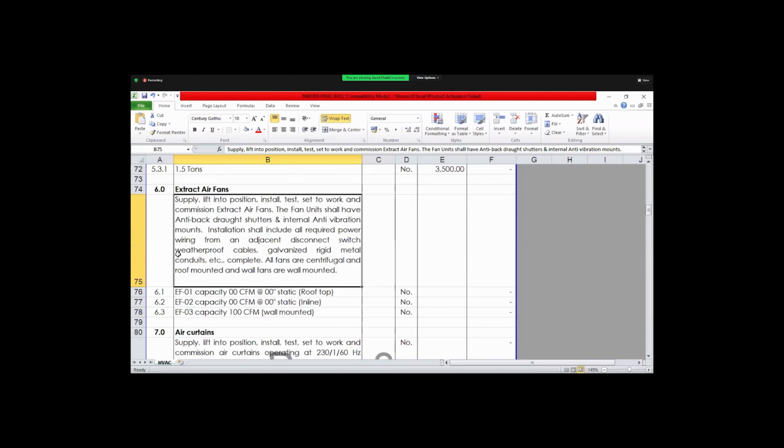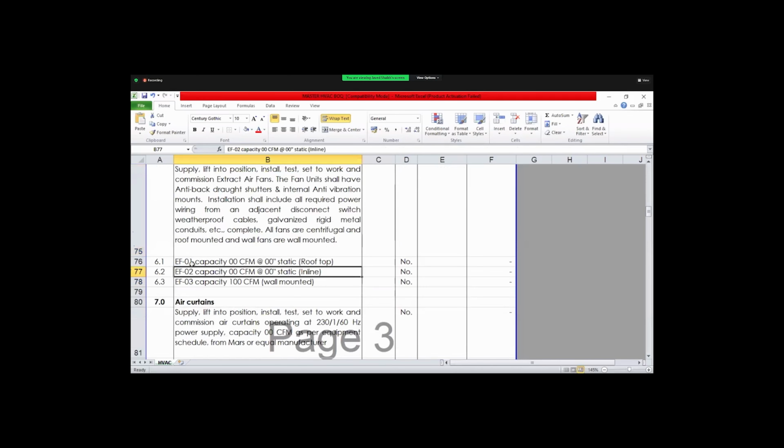So we have to mention the CFM of each fan and the quantity here. This is the rooftop type which we have seen, and we have to mention the static pressure also. We will see the pressure calculation now. Okay, so how to calculate the static pressure?